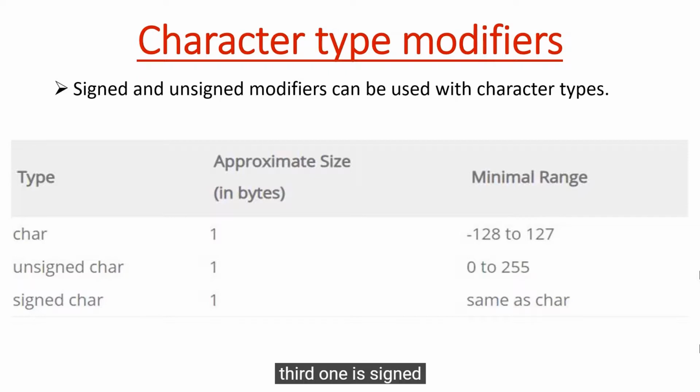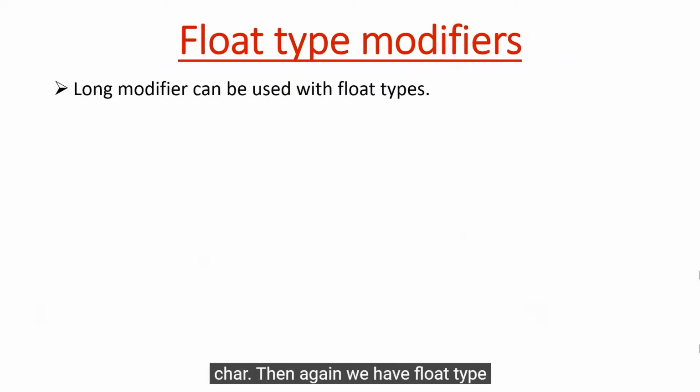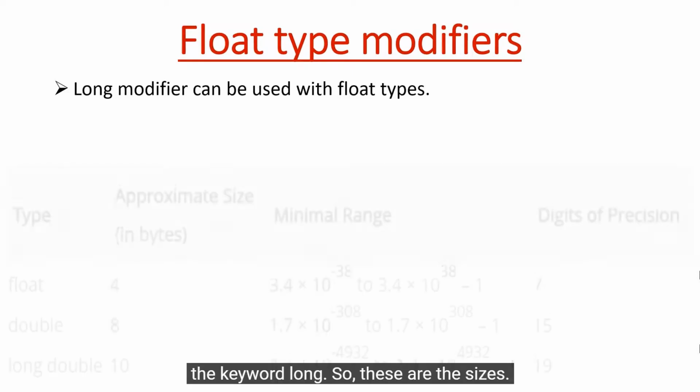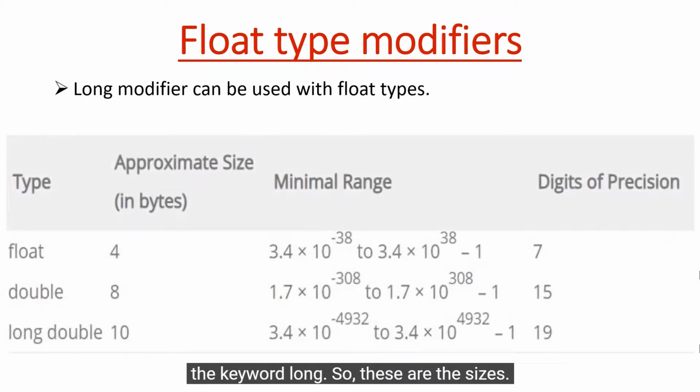And the third one is signed char. As I said, no matter whether you declare signed or not, by default it will be considered as signed, so this is the same as char. Then again we have float type modifiers. As a prefix to the float data type, we can only use the keyword long. So these are the sizes.